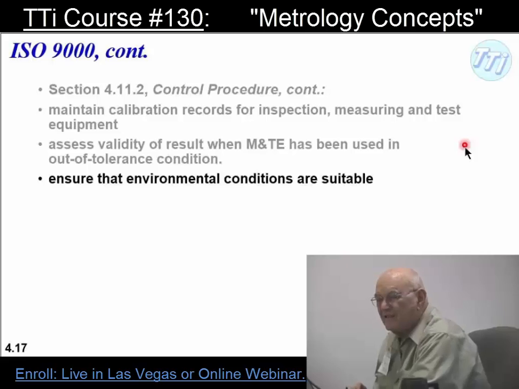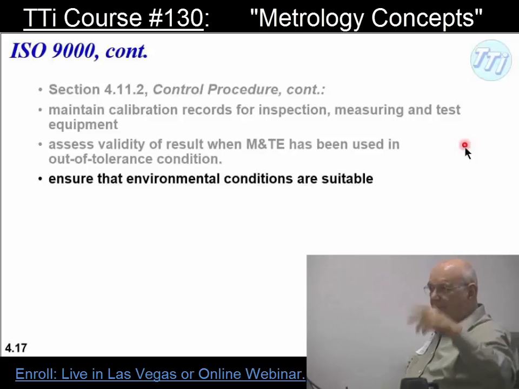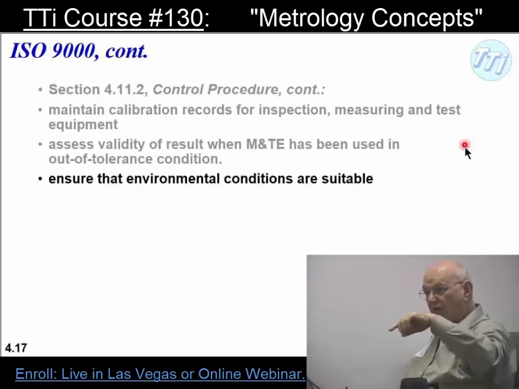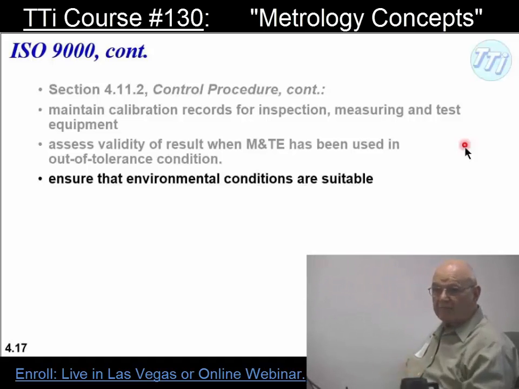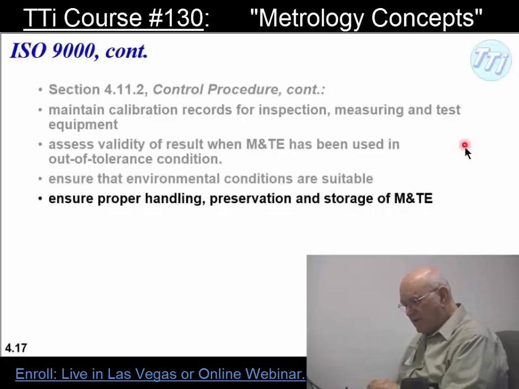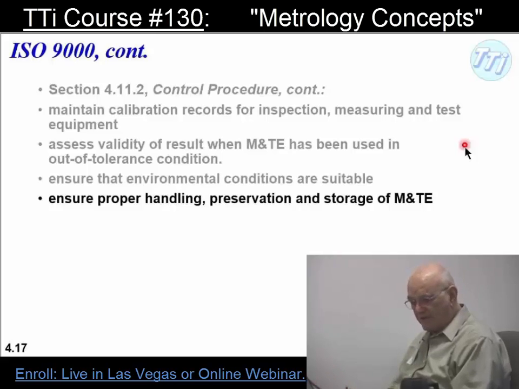Yeah. You could be taking data as far as the temperature every so often, but it still works out pretty well. Then you just have to make a note of it, whether it was in that spec or not, right? And then you file it away. I bet you they're used, I hope they're used for the next 100 years. I really do. So you've got to be concerned about the environmental conditions in the testing. Proper handling, preservation and storage of M&TE.